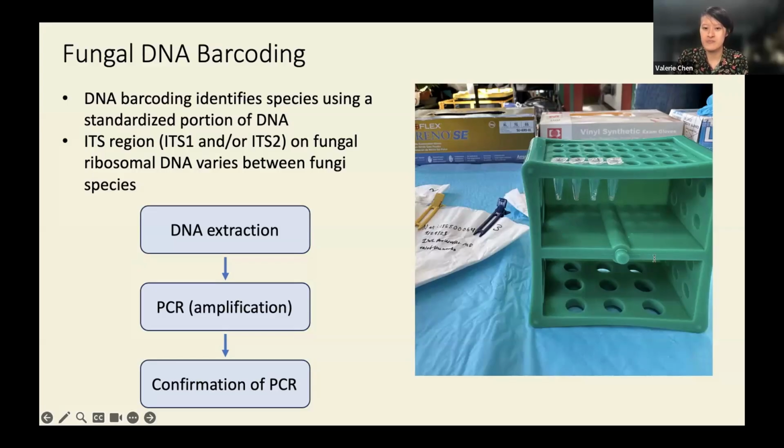Once the DNA is extracted, a process called polymerase chain reaction, or PCR, creates many copies of the chosen gene region, in this case, the ITS region. Through another process called gel electrophoresis, the DNA product from the previous step can be confirmed. And then the samples are sent to a company which purifies and determines a DNA sequence before sending the data back.